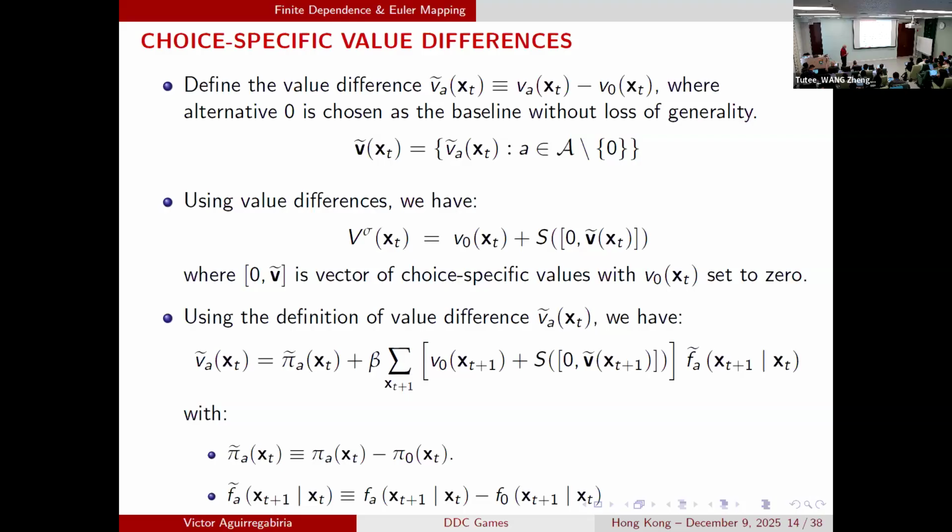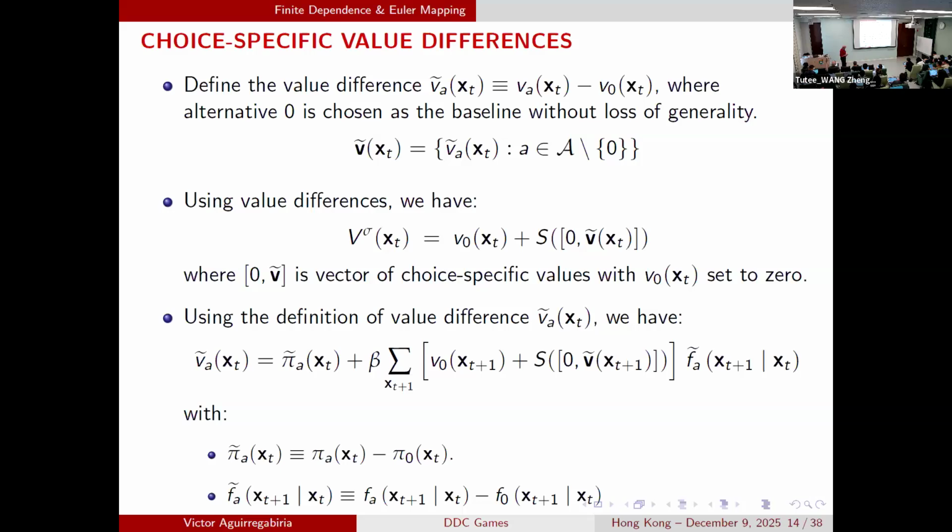Then the unconditional value is equal to the value of choosing an arbitrary alternative 0, plus this description of the social surplus. But now this social surplus is not in terms of values, but in terms of value differences, in terms of all the value differences, except the value difference of choice alternative 0, that is 0. Okay. And now I'm going to do what Bob describes as telescoping. Not yet, but for the moment, let's consider the definition of the conditional choice value function.